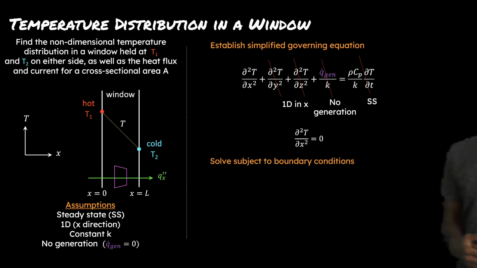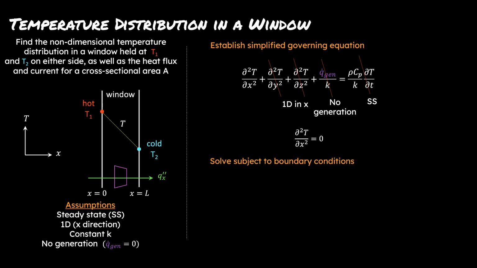We can now solve the system subject to boundary conditions. We integrate the governing equation. We end up with this expression, which has two constants, A and B. The two boundary conditions that we have are that the temperature at x equals 0 is T sub 1, and that the temperature at x equals L is T sub 2.